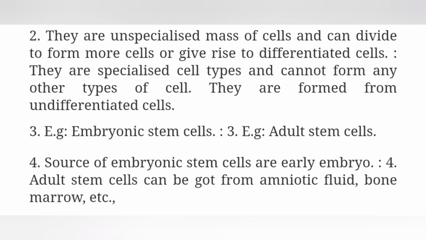Second one, they are specialized mass of cells and can divide to form more cells or give rise to differentiated cells. They are specialized cell types and cannot form any other types of cell. They are formed from undifferentiated cells. Third point, example, embryonic stem cells. For this side, third point, example, adult stem cells.